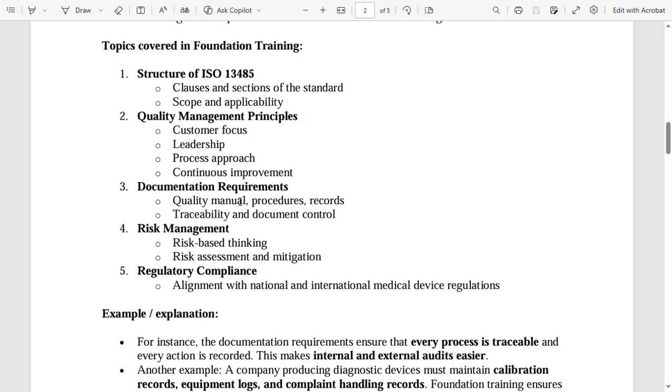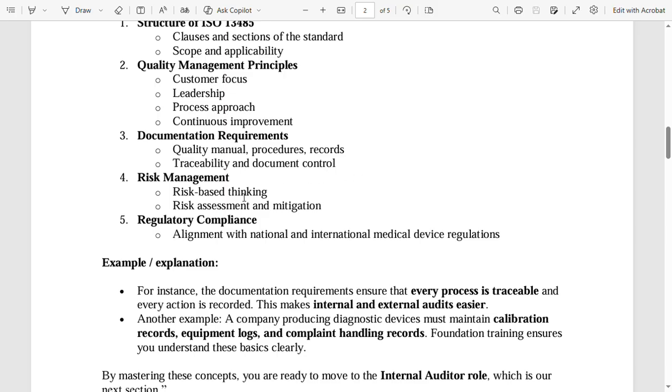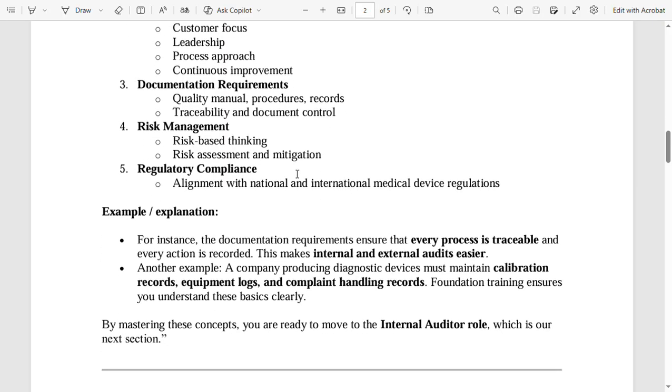Third, documentation requirements, quality manual, procedures, records, traceability and document control. Fourth, risk management, risk-based thinking, risk assessment and mitigation. Fifth, regulatory compliance, alignment with national and international medical device regulations.